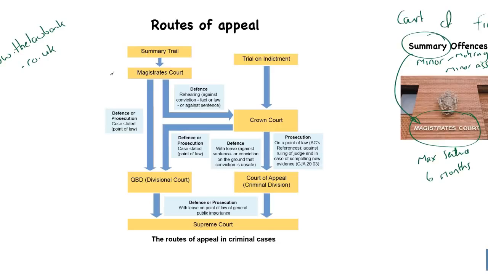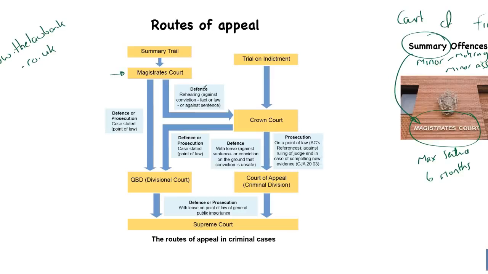As we know, summary offences start off in the magistrate's court. If, at the end of that court case, either the defence or the prosecution don't agree with the decision and they want to appeal that decision, then they can do so, if it's on a point of law, direct to the Queen's Bench Division of the Divisional Court. So the defence or the prosecution, on a point of law, can apply directly from the Magistrates' Court to the Queen's Bench Division.